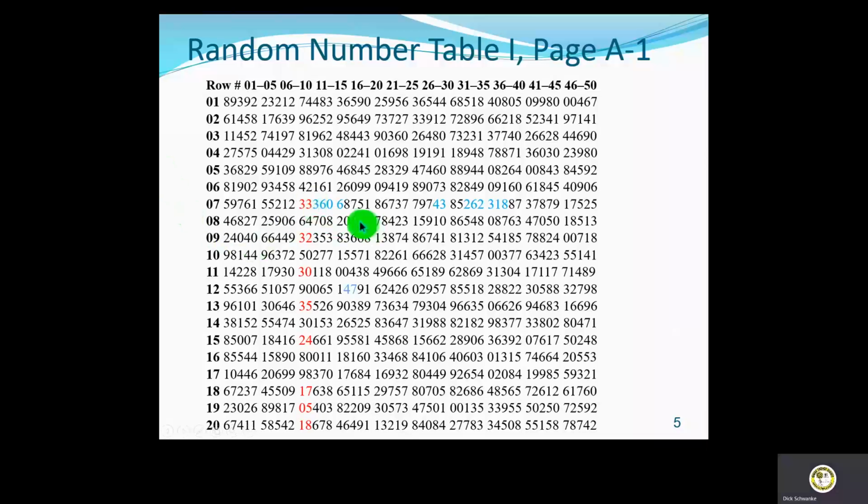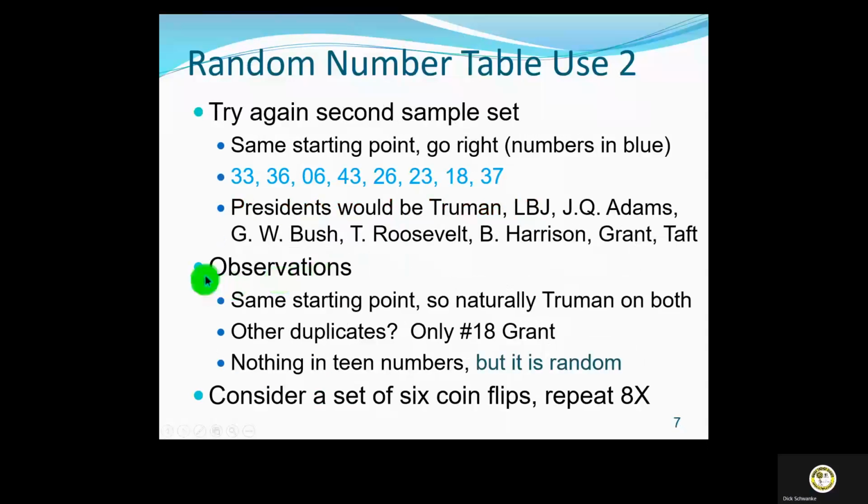87, no. 51, no. 86, no. 73, no. 77, no. 97, no. Up, 4-3. There we go. 43rd president's in there. 85, no. 26, yes. 2-3, 23, yes. 18, yes. And boom, we've got it. Our presidents would be 33, 36, 6, 43, 26, 23, 18, and 37.